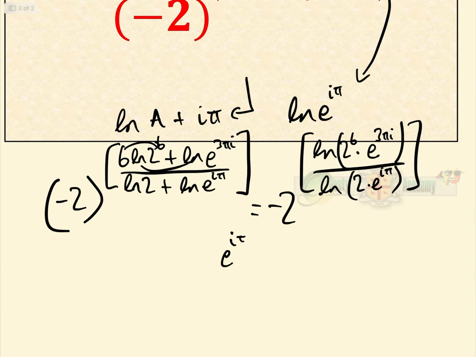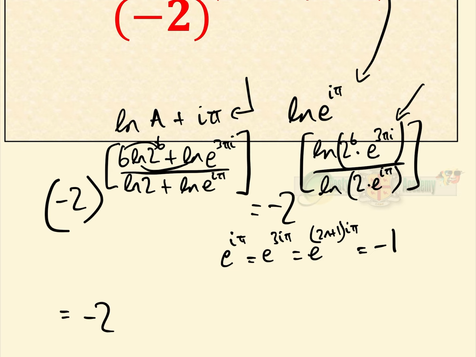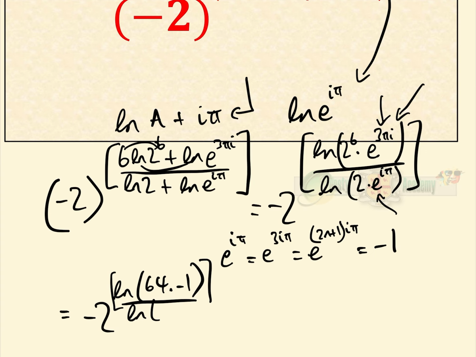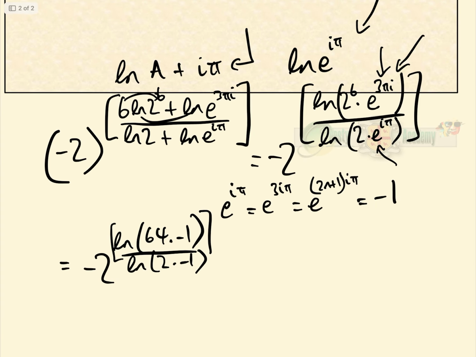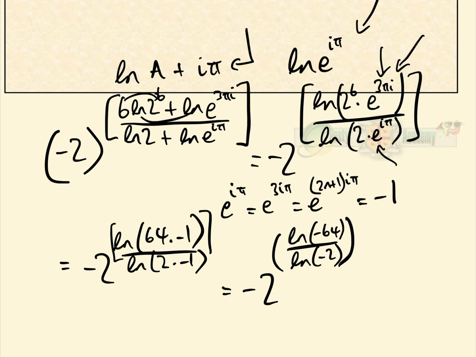Now, as e to the i pi equals e to the 3i pi equals everything e to the (2n plus 1) i pi equals minus 1, we can simplify this to become equal to minus 2 to the power of log of 64 times minus 1, because this is minus 1 and this is minus 1 as well, over log of 2 times minus 1. So basically we have now simplified it to be equal to minus 2 to the power of log of minus 64 over log of minus 2. But we've still got to get this answer to be minus 64.